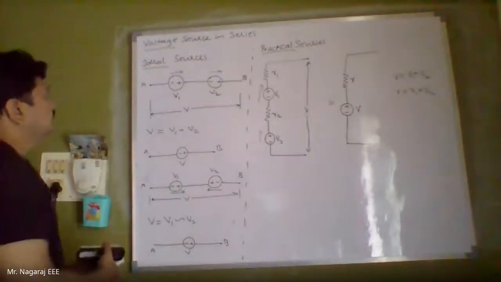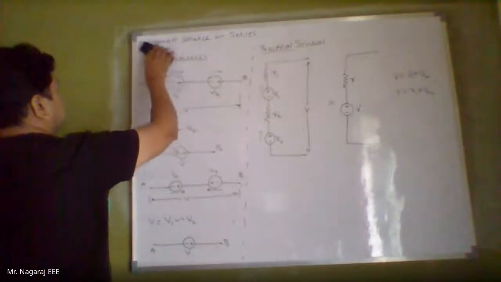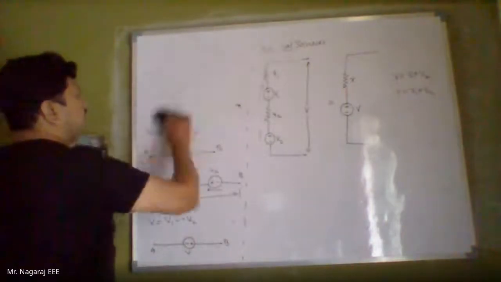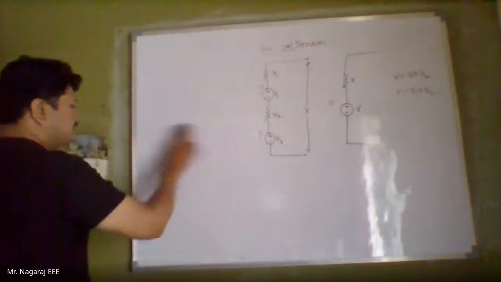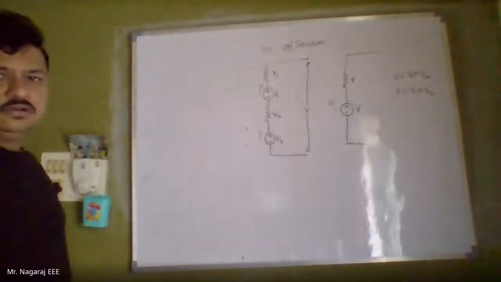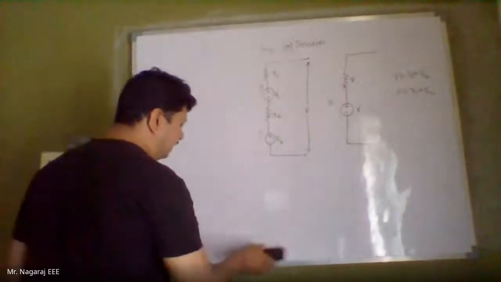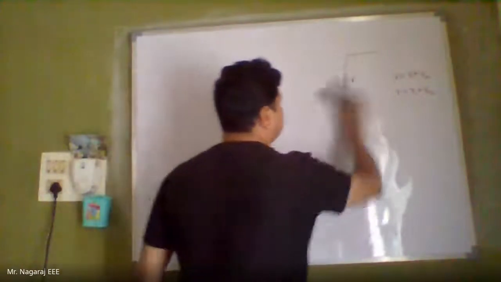So second part, the next point is current sources in parallel. Because we know that currents get added when different branches connected in parallel will meet a node. So that is a practically realizable connection. Current sources in parallel.